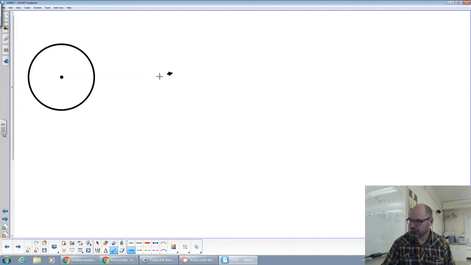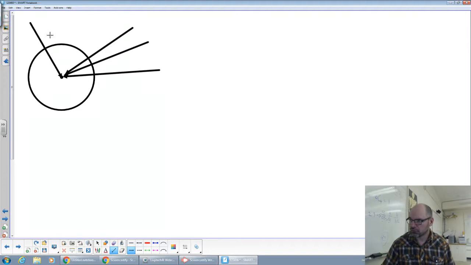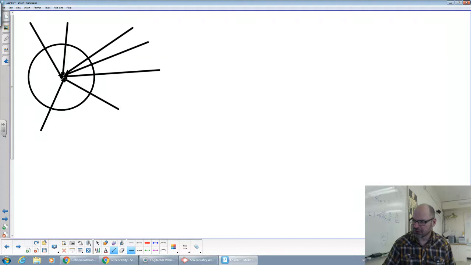Everything gets attracted to the center of the Earth, no matter where you are. Okay, and these are gravitational field lines. I'm just going to fan it out all the way around. Everything gets attracted to the center of the Earth.